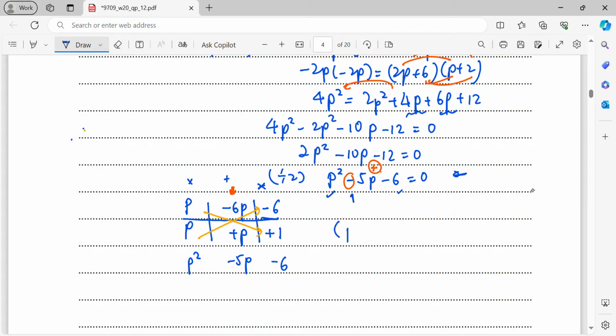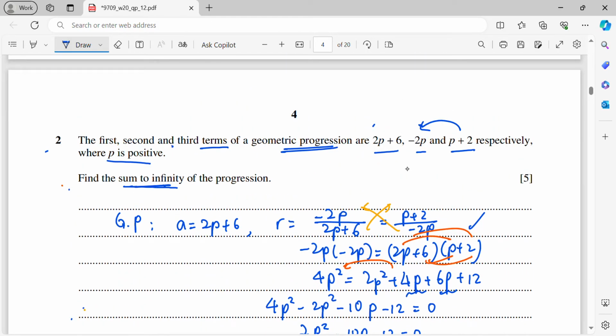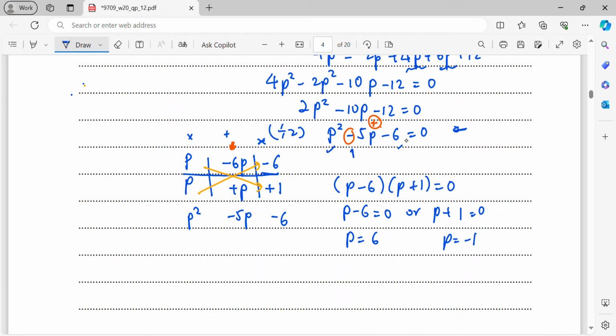Then I will be getting p minus 6 times p plus 1 equals to 0. Which means now either p minus 6 equals to 0 or p plus 1 equals to 0. Then now I'm getting p equals to 6 or p equals to minus 1. Okay, so now look at the question first. It's mentioned that p is positive. So given p is greater than 0, so obviously your p is going to be 6.